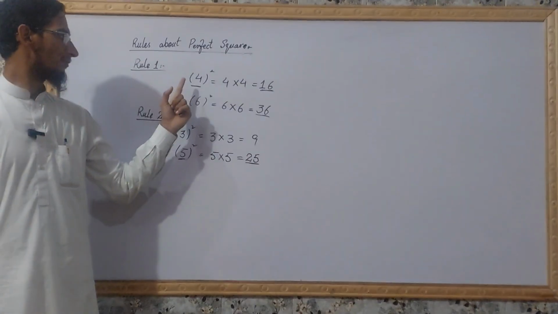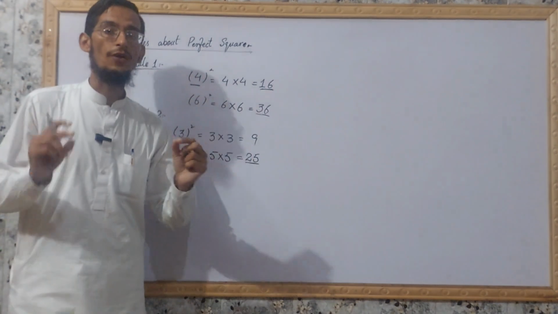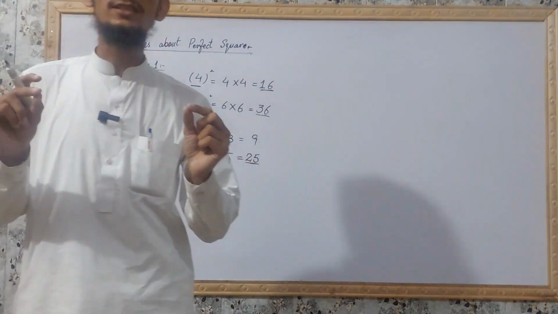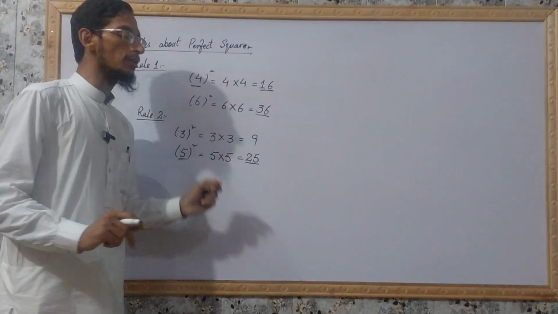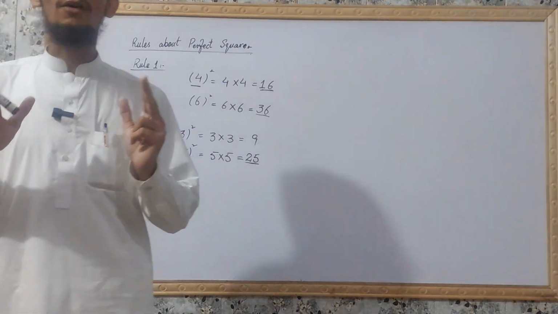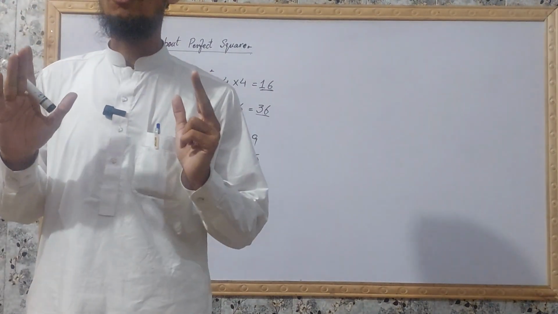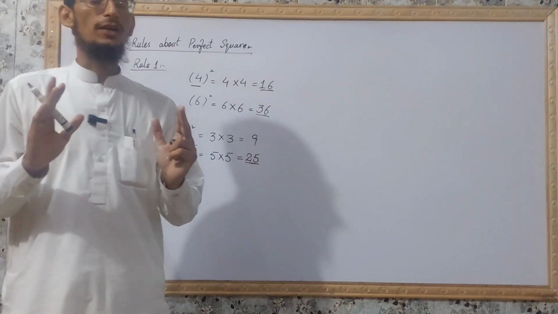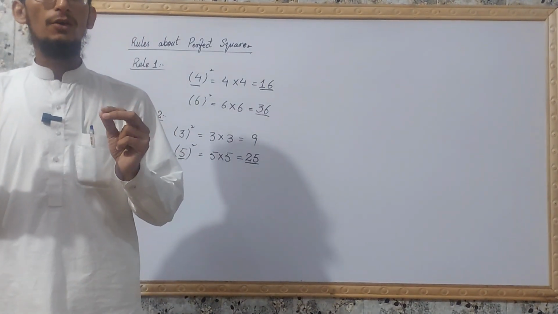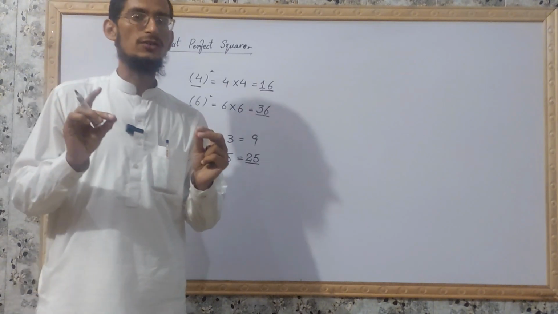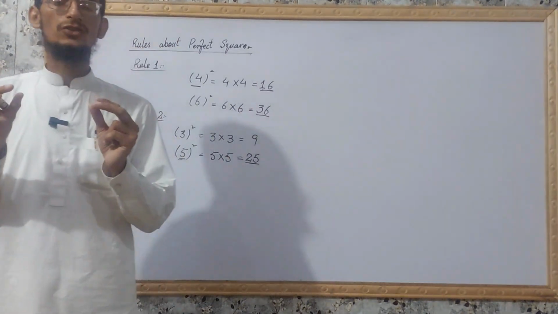So here we have learned two rules. Rule number 1, the square of an even number is always an even number. And the rule number 2 is the square of an odd number is always an odd number. Students, hope that you will have learned this topic very well. We will discuss the next two rules in the next lecture.